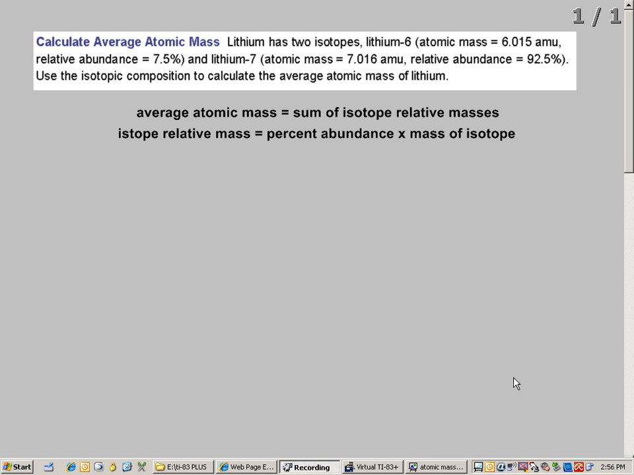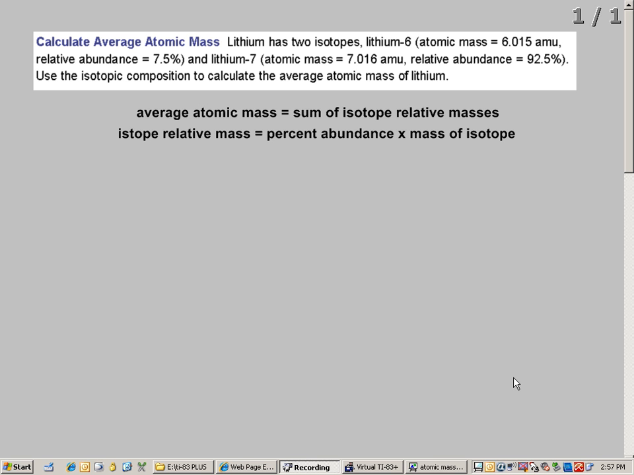Remember, an isotope is basically a different version of an atom. So one element can have multiple versions of an isotope. Isotopes all contain the same number of protons but different numbers of neutrons, so they all have different masses.